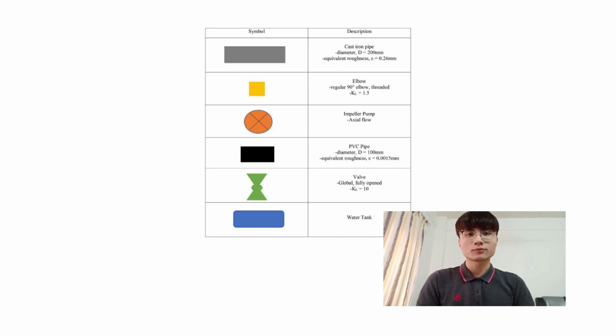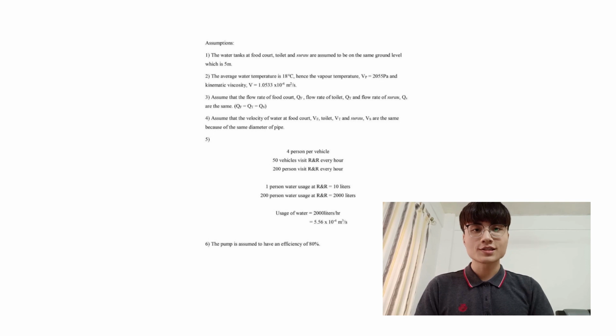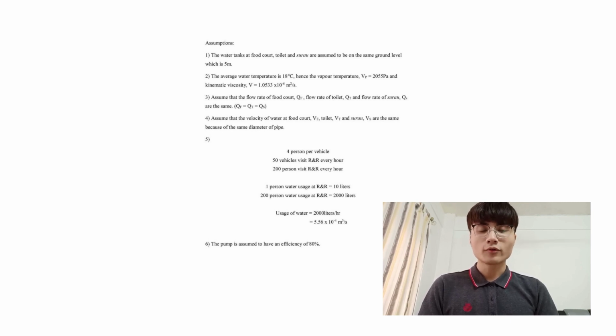Before we head into the calculations, these are the assumptions that we are going to have. First, the water tanks at the food court, toilet, and surau are assumed to be on the same ground level, which is 5 meters. Next, the average water temperature is 18 degrees Celsius, hence the vapor pressure and kinematic viscosity can be obtained through the table. Furthermore, the flow rate and velocity of water at the food court, toilet, and surau are the same. Besides that, the pump is assumed to have an efficiency of 80%.